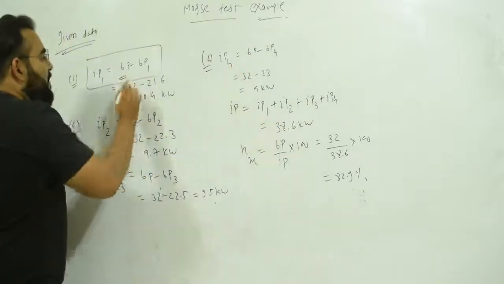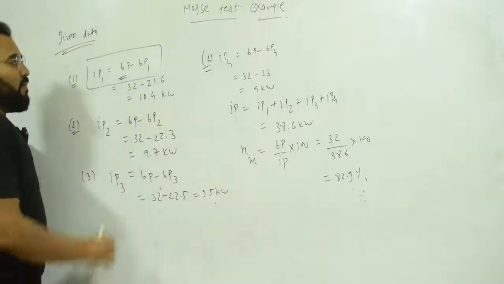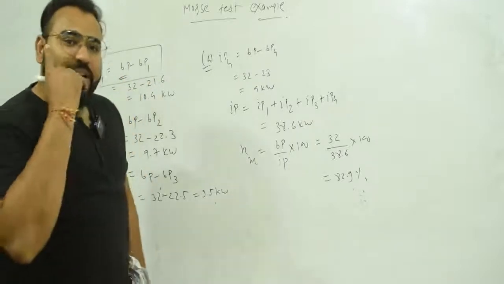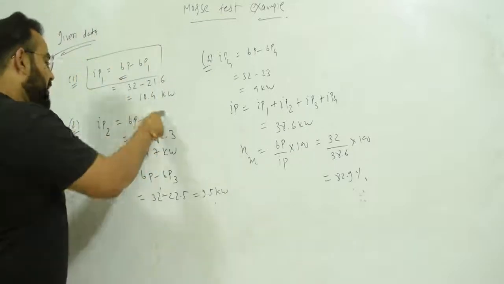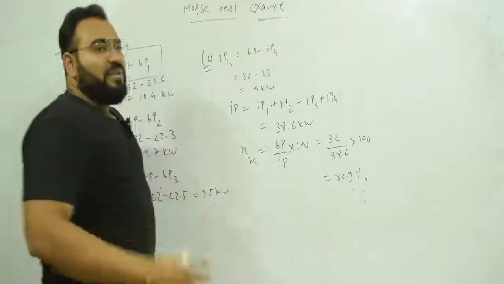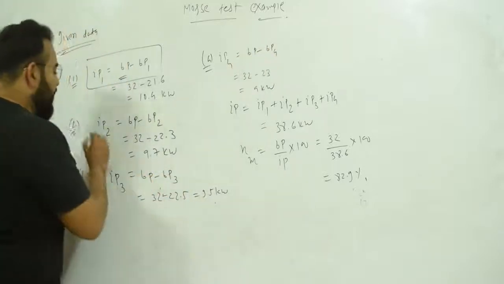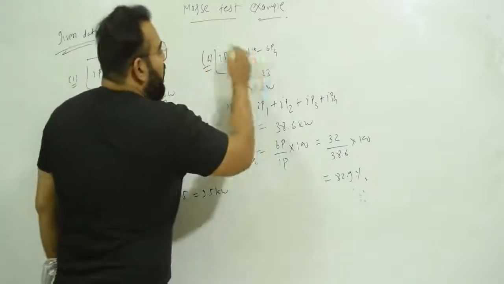What is BP? BP means the brake power when all cylinders are working. What is BP1? The brake power when 1 cylinder is cut off. BP2 means the brake power when 2 cylinders are cut off. BP3 means when 3 cylinders are cut off. BP4 means when 4 cylinders are cut off. So we have already derived this formula for the Morse test.